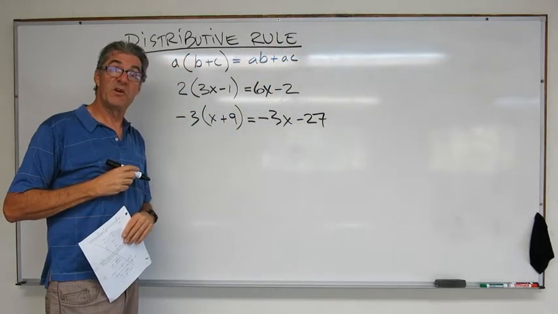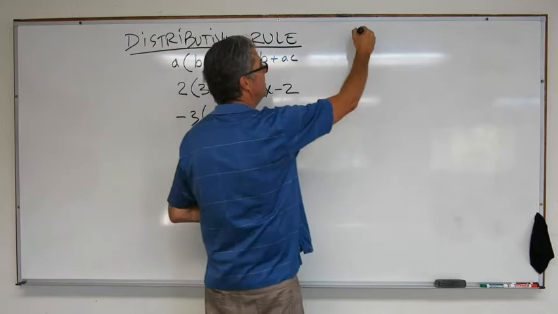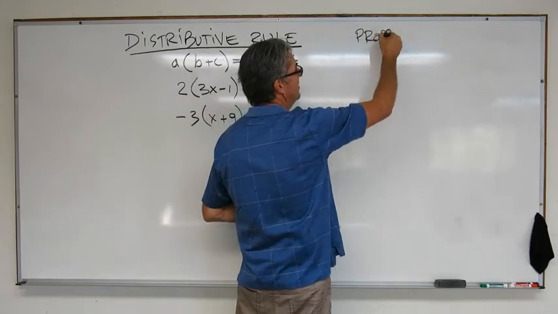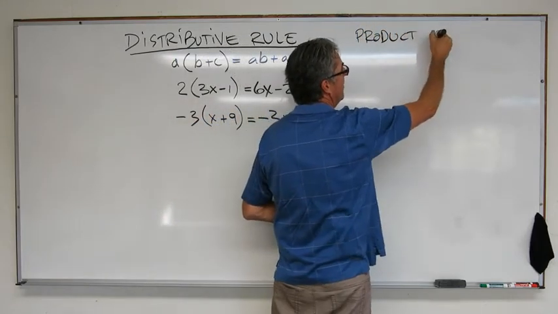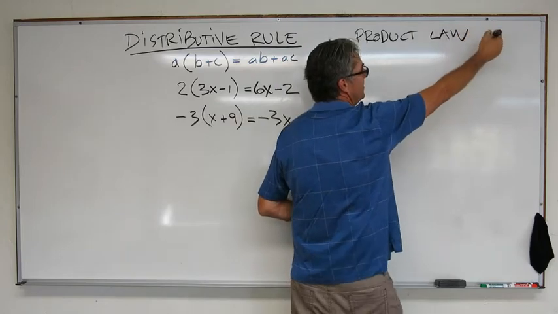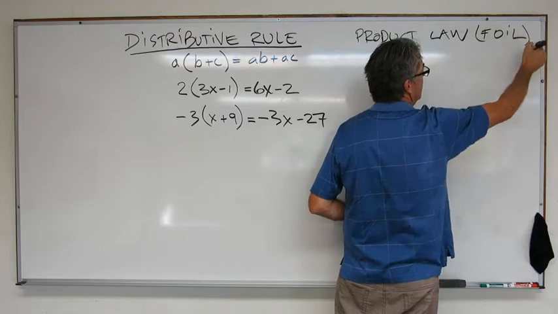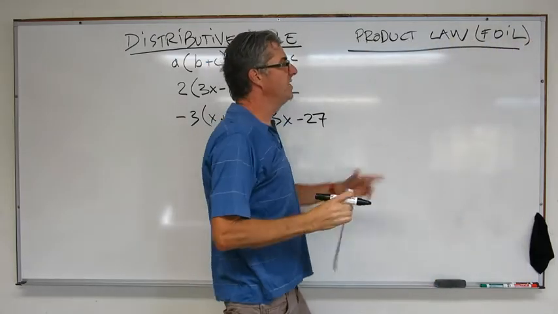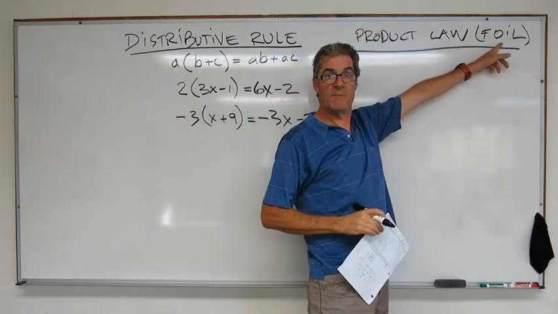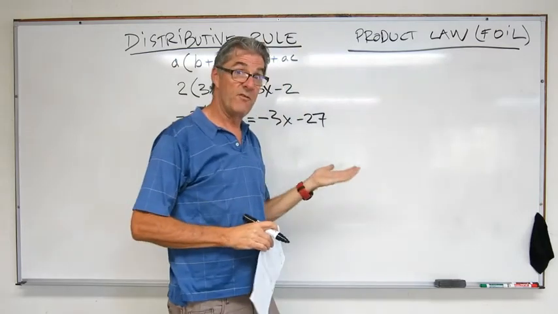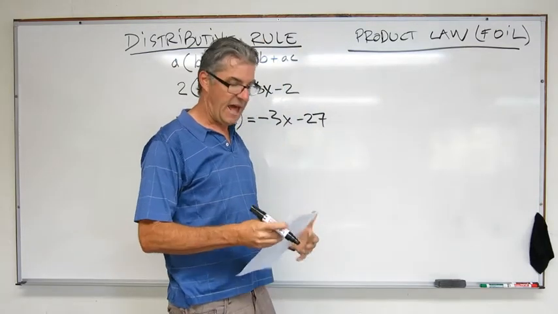Next rule, the product law. This is also called FOIL. FOIL is a nice little acronym that helps you remember what to do. FOIL stands for first, outside, inside, last.